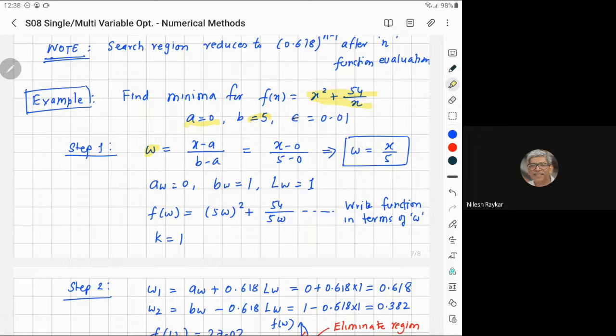You define a new variable w, which is given by this formula. In this case, it turns out to be x by 5. If you substitute that, then A in terms of w and B in terms of w become 0 and 1, and the original length of the bracket becomes unity. For ease of calculation, it is better to write the function in terms of w. Since x is equal to 5 times w, the function becomes 5w square plus 54 by x, that is, 54 by 5w.